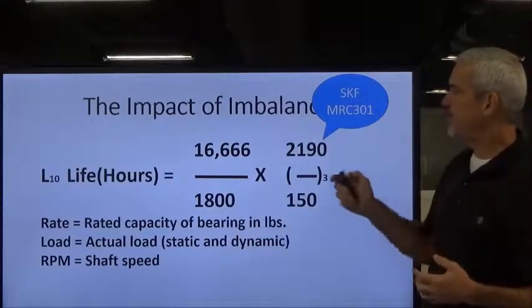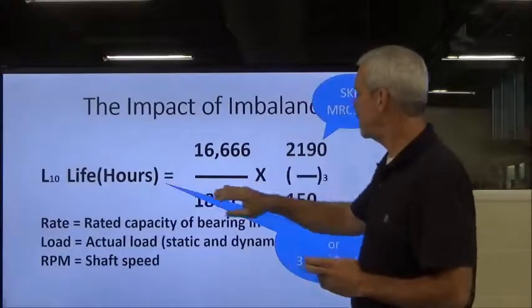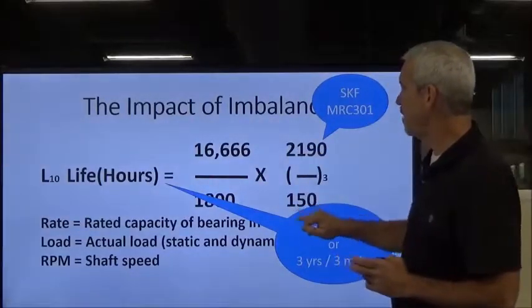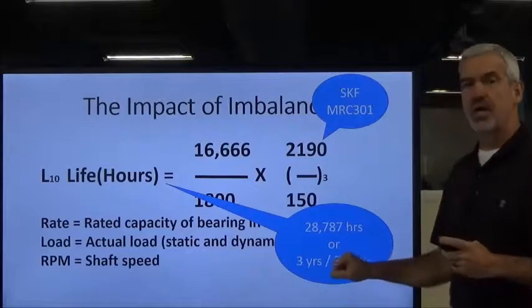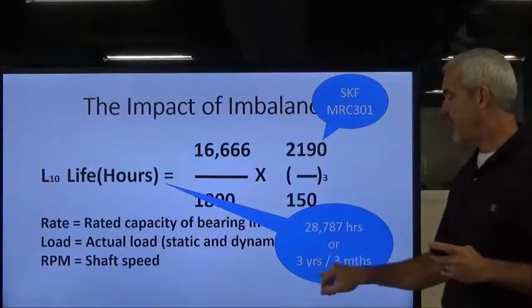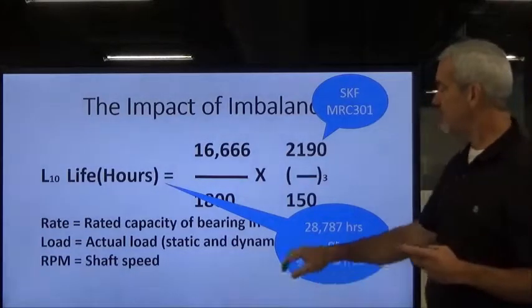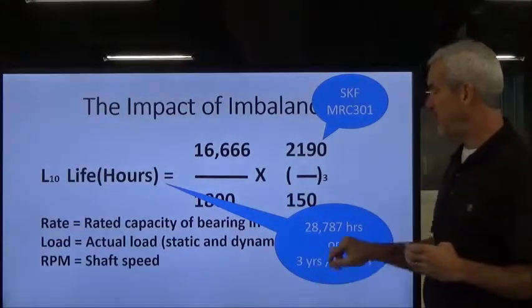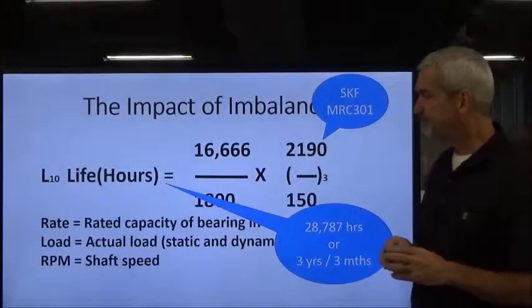And again, we're using a 301 right there. And what happens is we can have a life expectancy based on these conditions, this bearing and this load, of 28,787 hours, which equates to about 3 years and 3 months of 24/7 running, never shutting off. So we can expect that bearing to last for about 3.25 years, okay?